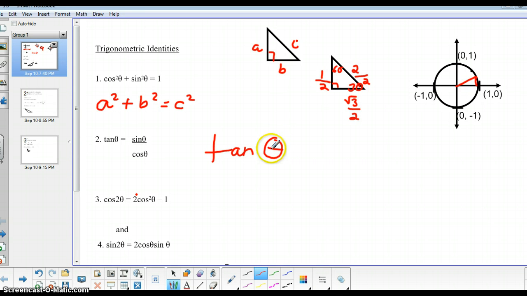So if we use tangent of 30, the sine of 30 again would be 1/2. The cosine of 30 would be the square root of 3 over 2. To find the tangent of theta, we would want to take 1/2 and divide it by the square root of 3 over 2. And just to practice our algebra here, remember when we're dividing by a fraction, we'll multiply by a reciprocal.